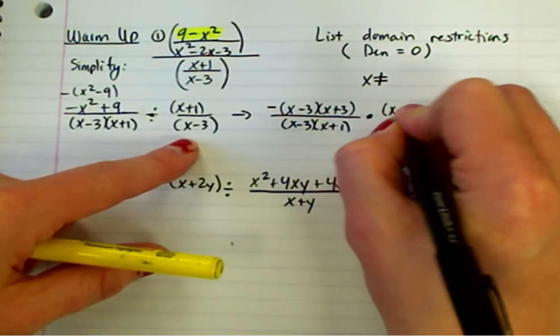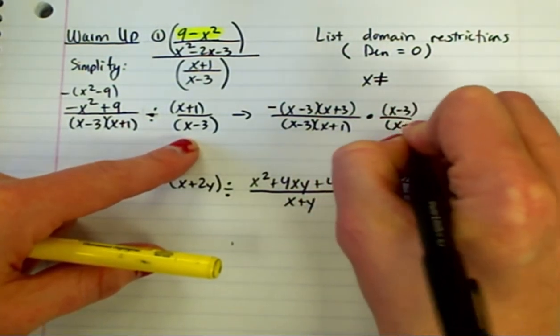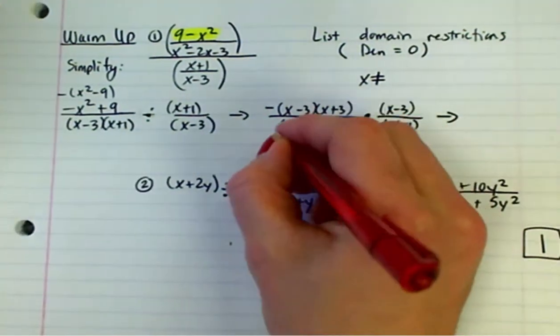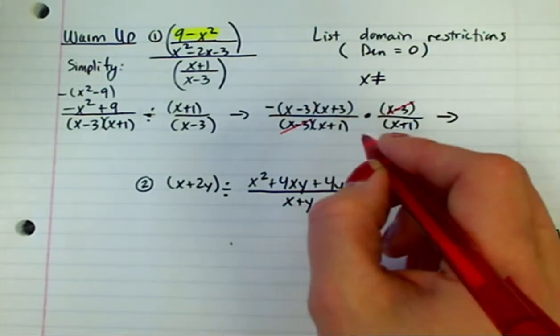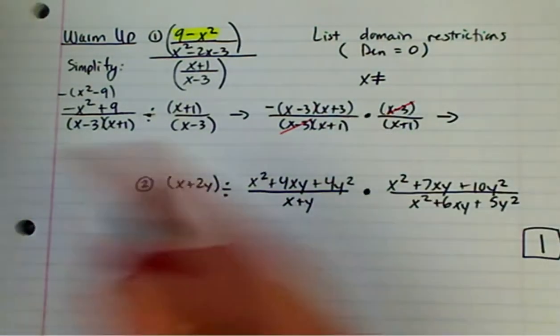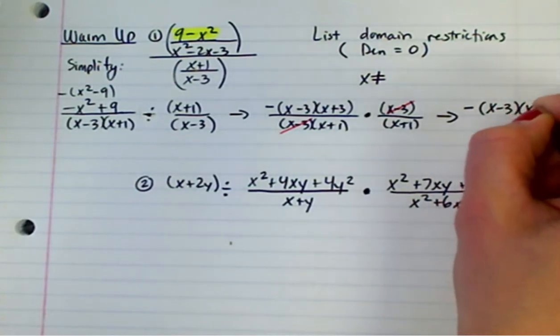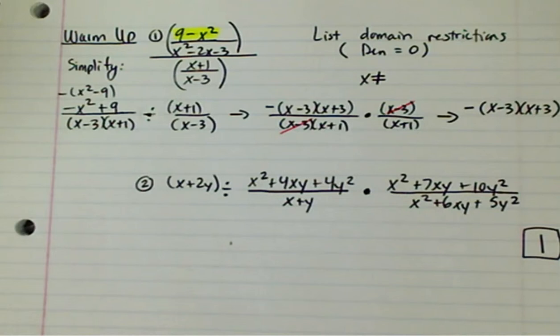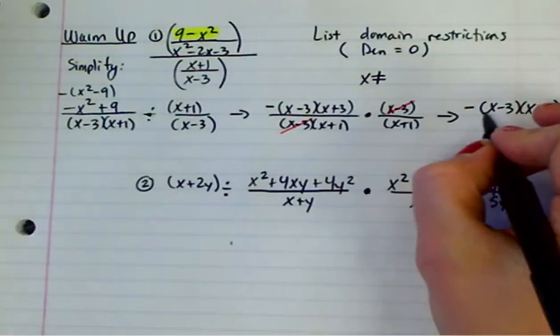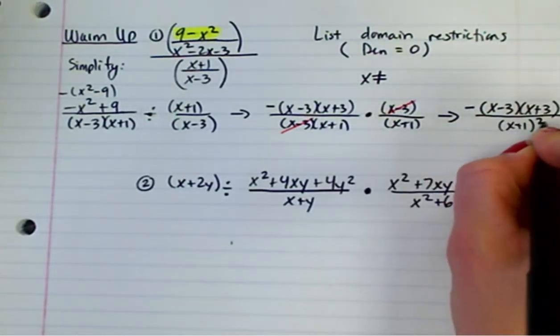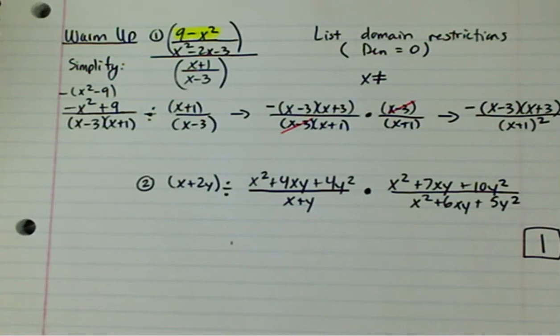Multiply. Okay, and then reduce. Nothing else cancels out, so negative. Now, you do not have to multiply out your final answers. You can just leave them in factored form, because then automatically you can see that there's no common factors to be crossed out.